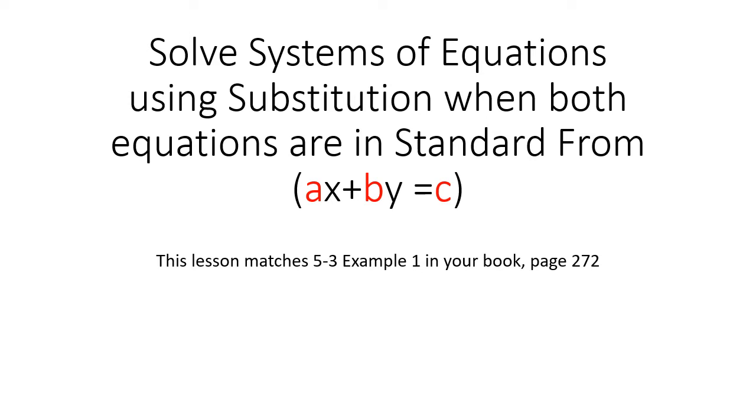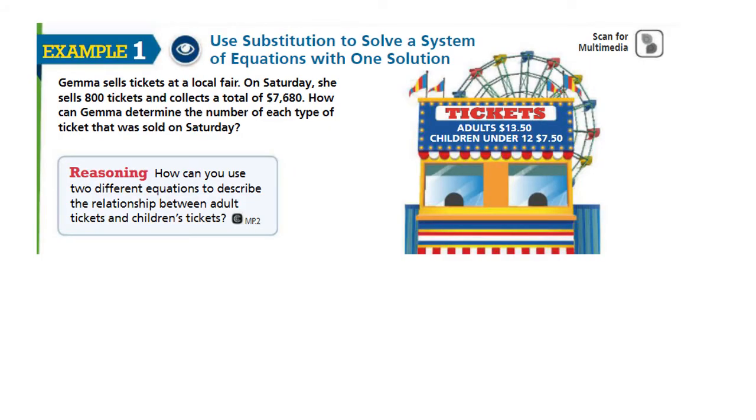This lesson happens to match 5-3 in the book. This is example 1. It's page 272 if you want to try and follow along. Now, when you go to that page, it looks like this. And it's a word problem. So what we're asking you to do is not to be able to write an equation from a word problem. It's to solve a systems of equation using substitution when both equations are in standard form.